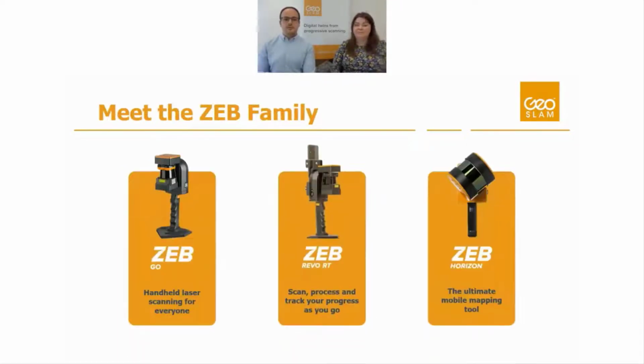So our ZEB family, this is our core product range. We have the ZEB Go, which is handheld laser scanning for everyone. This is our introduction to mobile mapping and laser scanning. We have the ZEB Revo RT. This unit processes all your scans in real time. So as you walk around an area, you can see your scan being processed and your point cloud being created. And then we have the ZEB Horizon, which is our most versatile ZEB solution. This can be mounted on backpack systems, UAVs, and vehicle mounts. So yes, as I say, the most versatile of our systems.